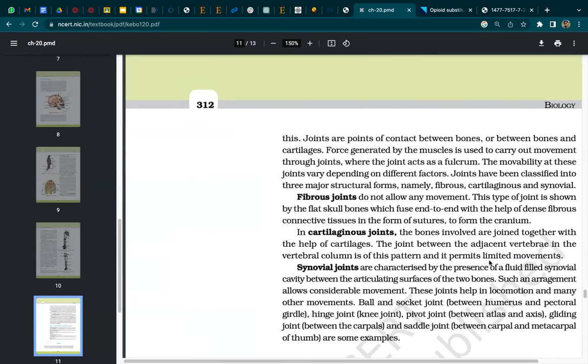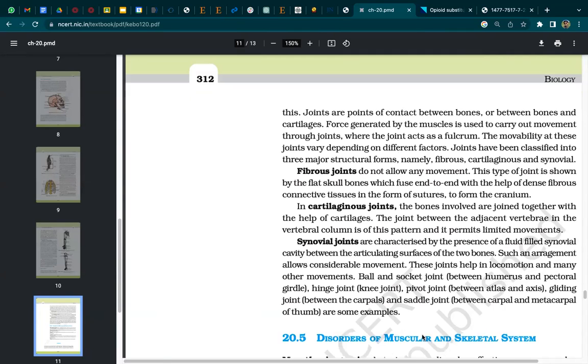We cannot make our backbone move a lot. Then the third kind of joints are synovial joints, where a fluid-filled cavity is present between the bones. And this allows a lot of movement. So all our locomotory joints, for example, the joint between our pectoral girdle and the humerus, is called a ball and socket joint. We can do a much wider, broader movement with our hand. We can throw a ball. It's a ball and socket joint. Then the knee joint is called a hinge joint, and then there are pivot joints, gliding joints, and so on.